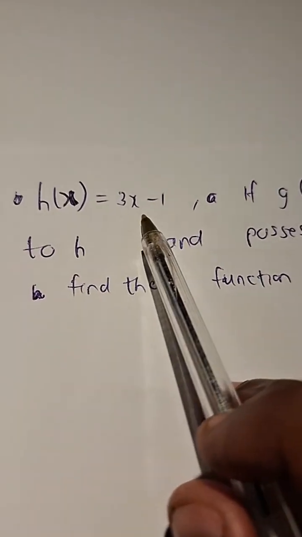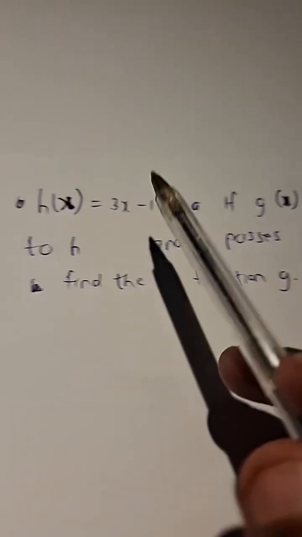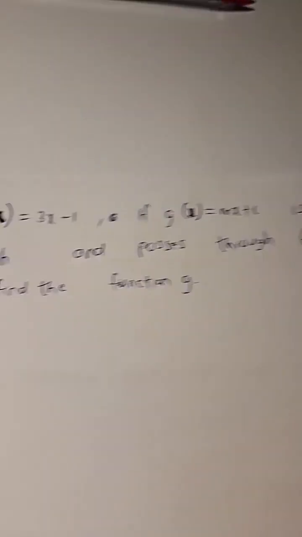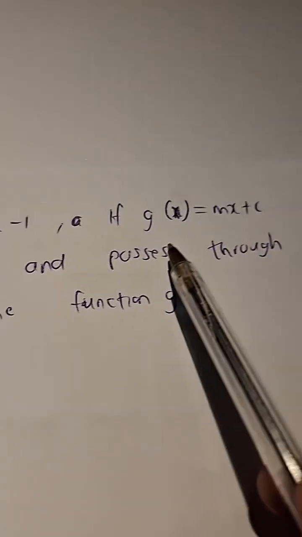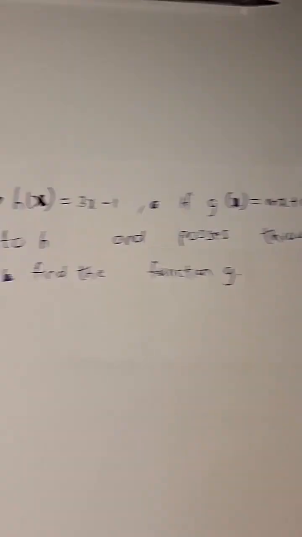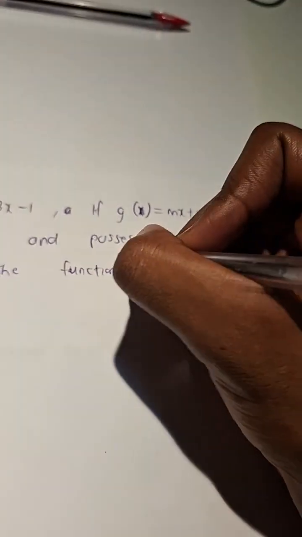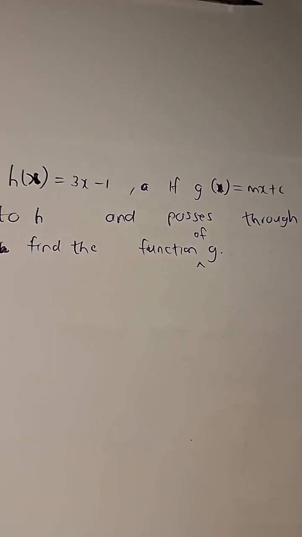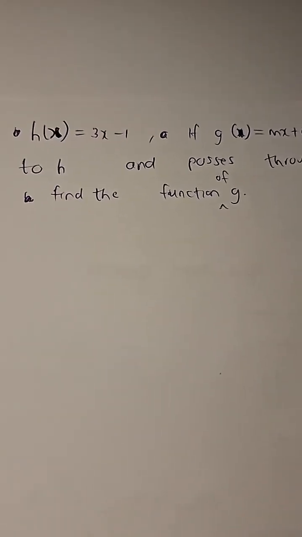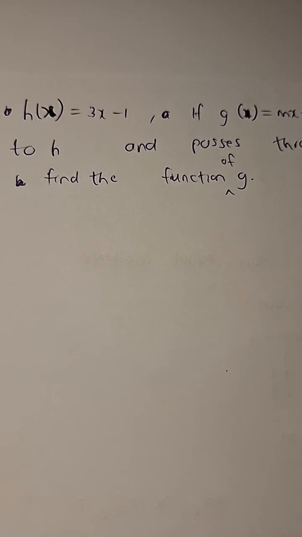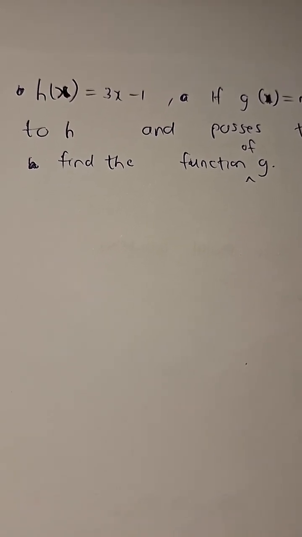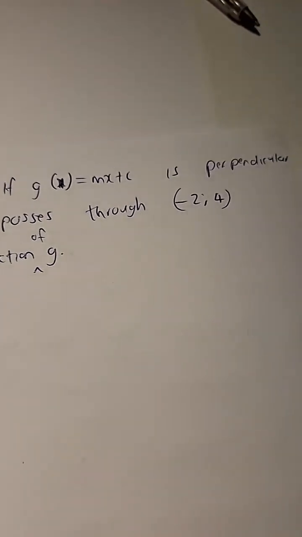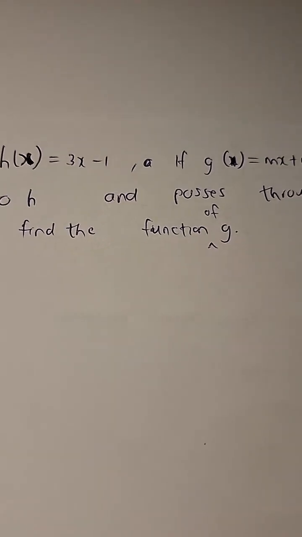So h of x is equal to 3x minus 1, right? This is what we are given. Now we are told if g of x is equal to mx plus c is perpendicular to h and passes through -2 and 4, find the function of g. So, how do you suggest we proceed? Any bright ideas, my beautiful, amazing people, in the comment section?